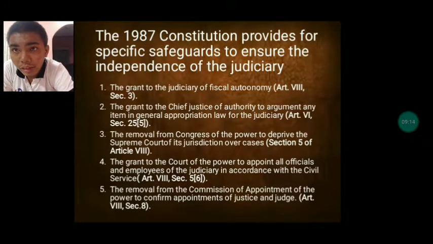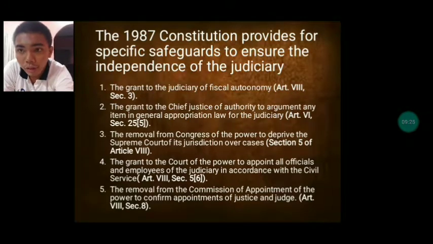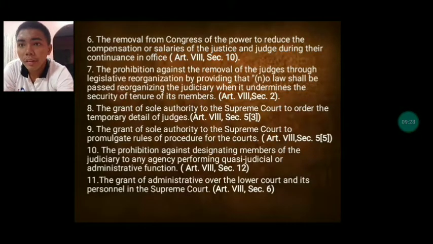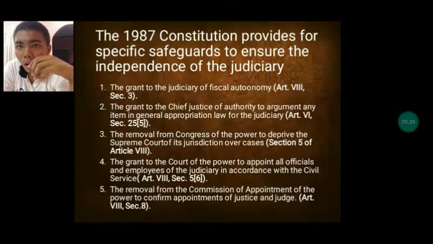The 1987 Constitution provides for specific safeguards to ensure the independence of the judiciary. There are 11 safeguards of the judiciary. First is the grant to the judiciary of fiscal autonomy, and the grant to the Chief Justice of authority to augment any item in the general appropriations of the judiciary.